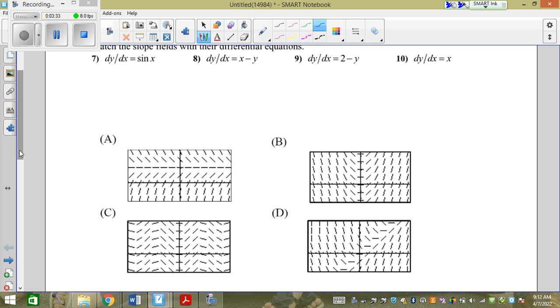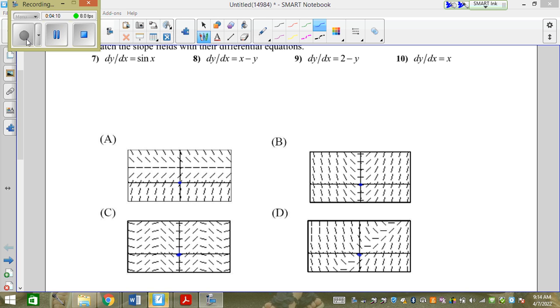Okay. Let's look at 7. So we have dy over dx of sine x. I'm going to plug in 0, 0, because I'm going to find out what I get when I plug in 0, 0. On all these graphs, if you look, this one you're going to get a slope of 0, this one a slope of 0, this one a slope of 0, this one you're going to get a slope of something big-ish.